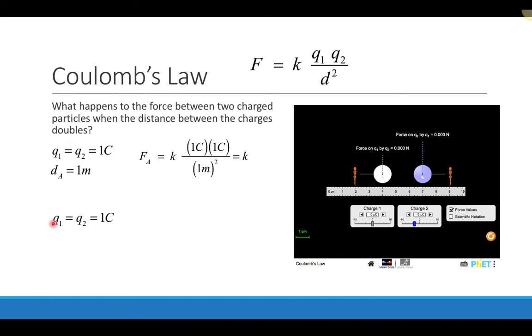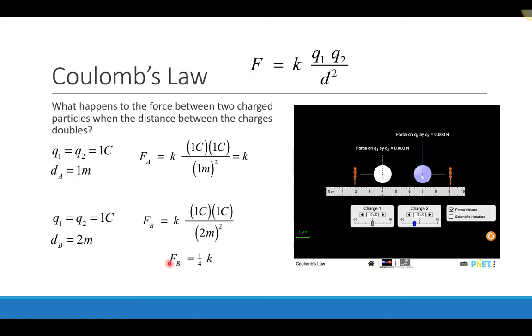The charge on the objects is staying exactly the same. It's still 1 coulomb, but the distance between the charges is now twice what it was before. So instead of being 1 meter, it's 2 meters. And we can plug those values in. So we have the force is Coulomb's constant, charge 1, charge 2, over the distance of 2 meters squared. 1 times 1 is just 1, but when I take 2 and square it, it gives me a 4.